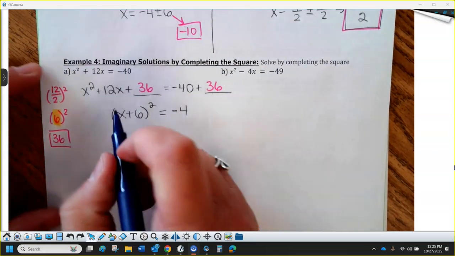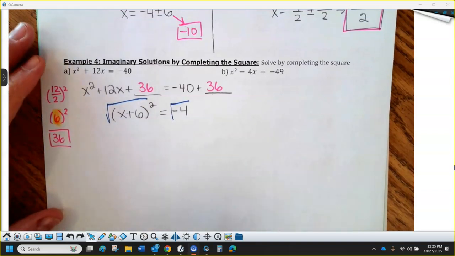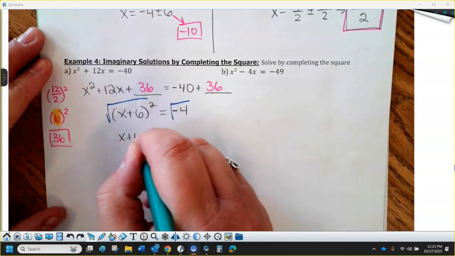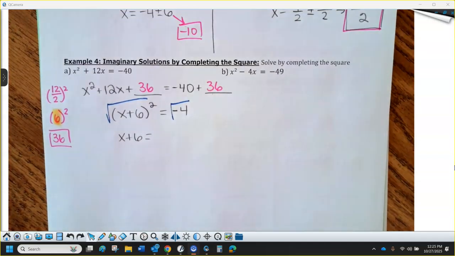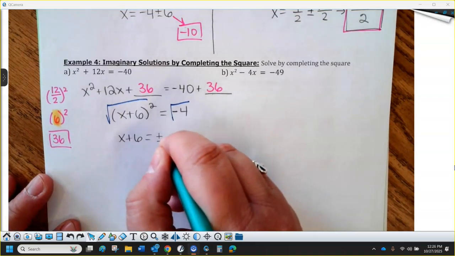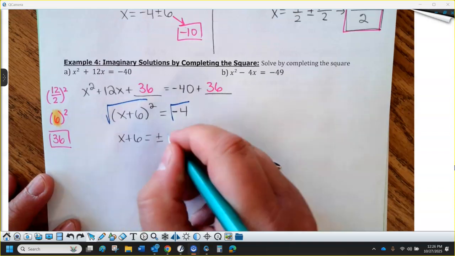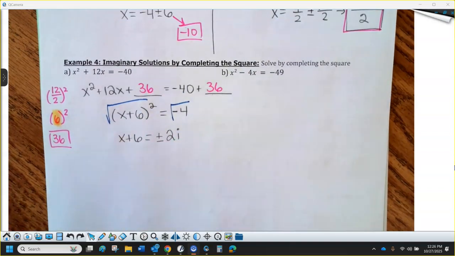So I'm still going to take a little square root here, and we still introduce the square root into the problem. So square root and squared cancel each other out on the left side. So just drop those parentheses. Still got to put the plus and minus. What would you tell me the square root of negative 4 is? 2i. Perfect.